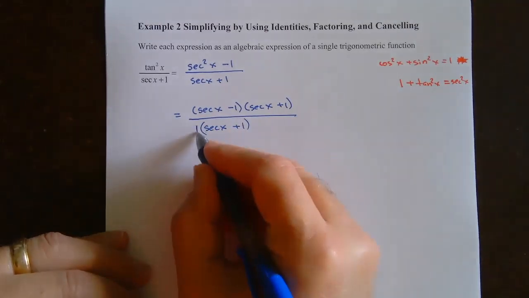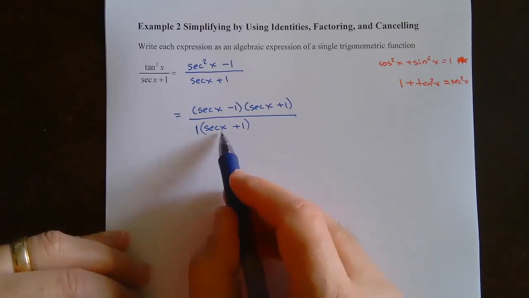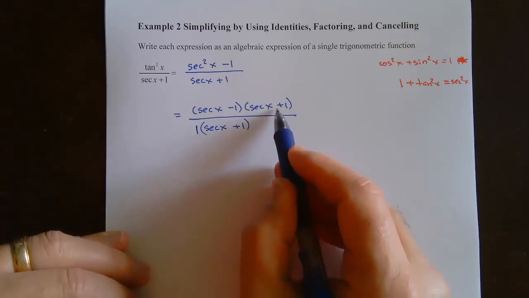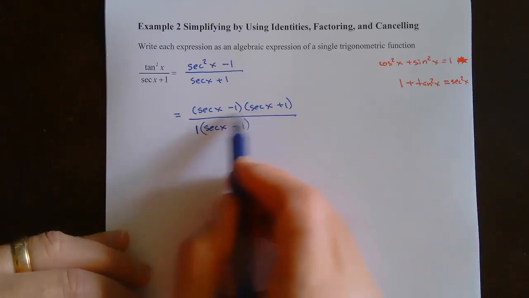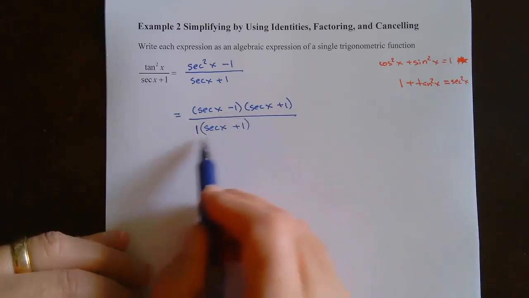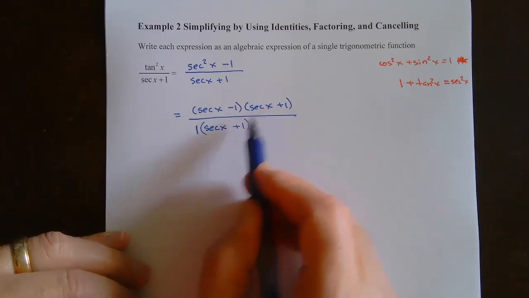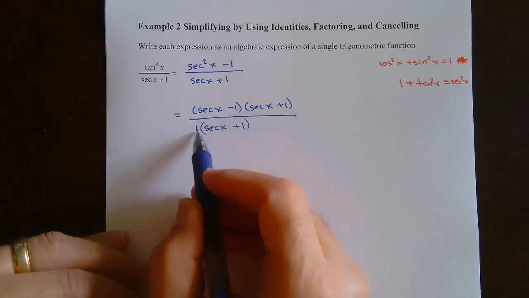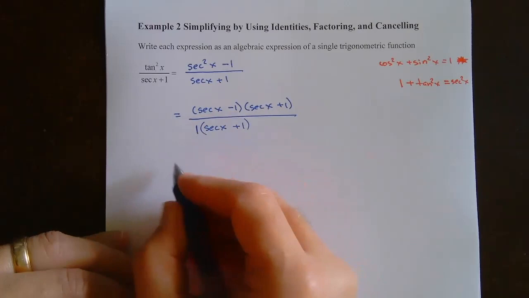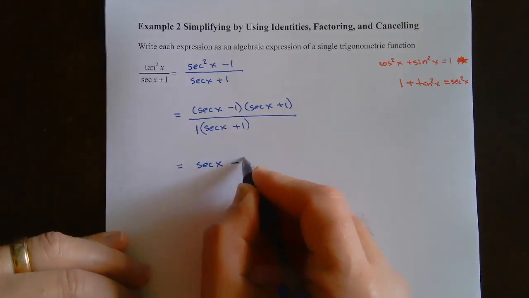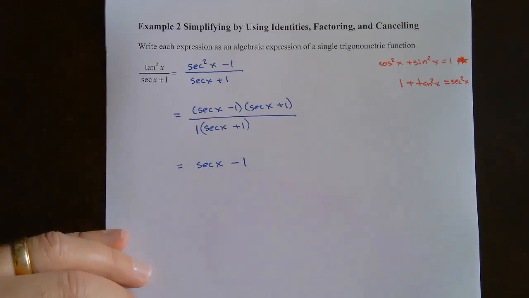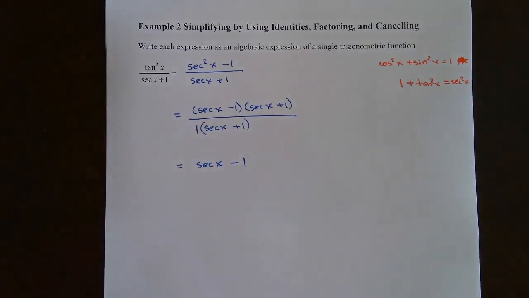And there's a 1 right here that we could write. And then this secant x plus 1 and this secant x plus 1, right? They cross out, they cancel because this is a product and this is a product, right? So this one and this one are going to cancel and make a 1. And we're left with secant x minus 1 over 1, which is just secant x minus 1. And that's what this is equivalent to. You couldn't break this down anymore, okay?